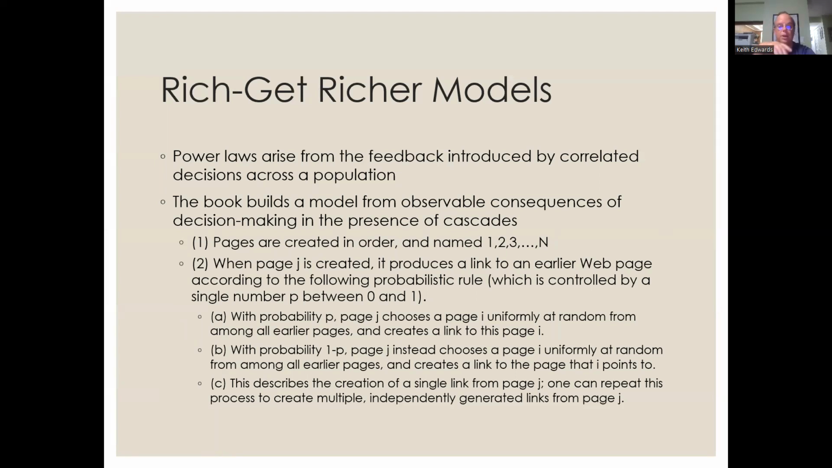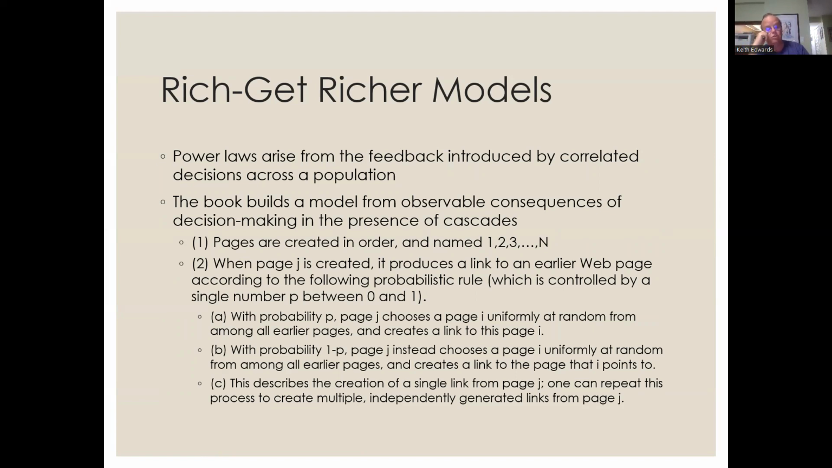You can repeat this process to create multiple independently generated links from page J, but for now we're just going to stick at one outbound. The main result about this model is that if we run it for many pages, the fraction of pages with k inlinks gets distributed according to a power law, 1 over k raised to the c, where the value of c depends on the choice that you have for the probability p.